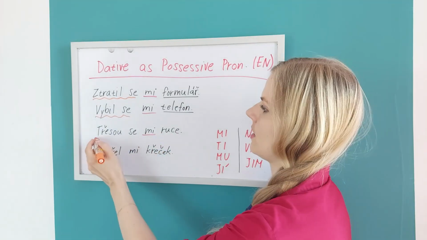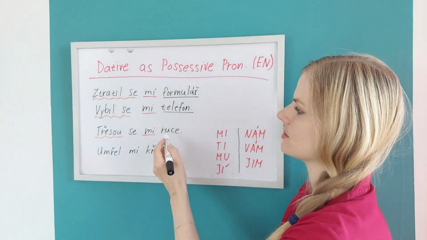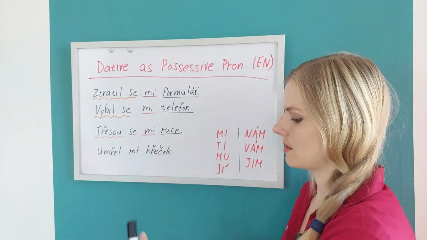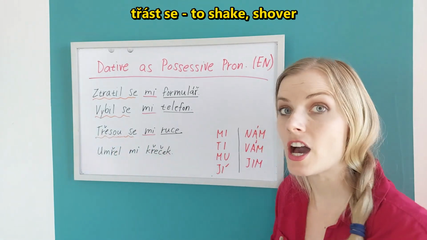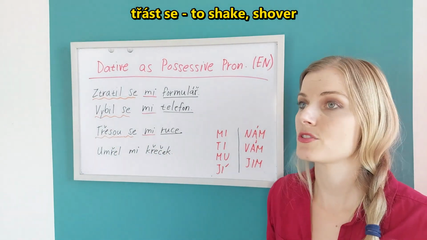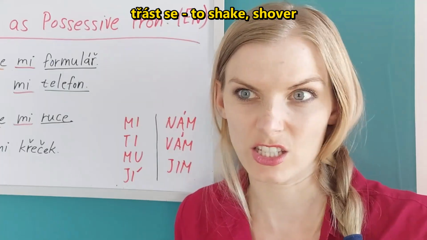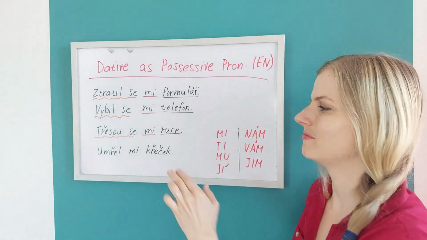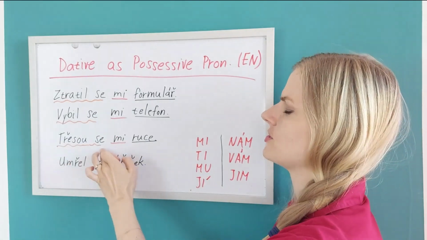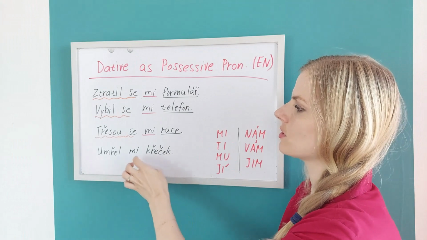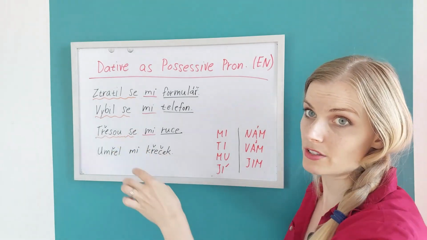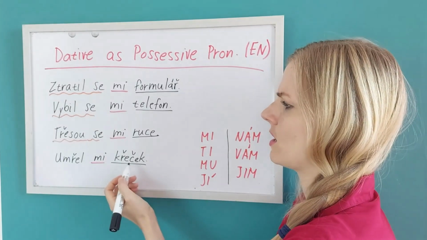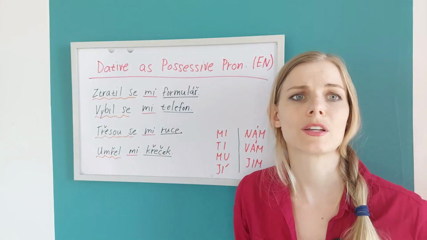My hands are shaking. And you can clearly see ruce, hands, that's the subject. The verb is třást se. Třást se. It's a very interesting and onomatopoeic word. Třást se. Tremble, shake. And hands are shaking. To me, my hands are shaking. This sentence is the only one that doesn't have the se part. Umřel mi křeček. Křeček is a hamster. My hamster died. Umřel mi křeček.